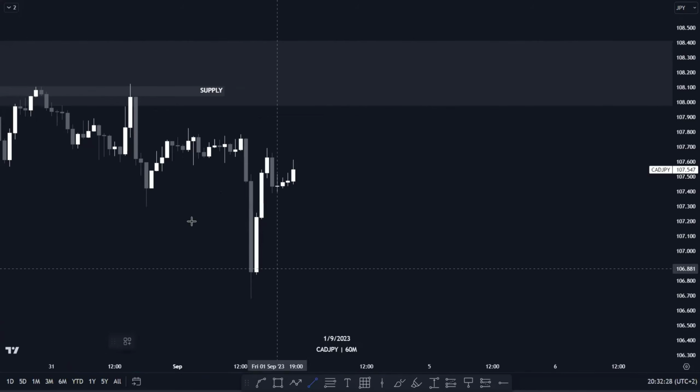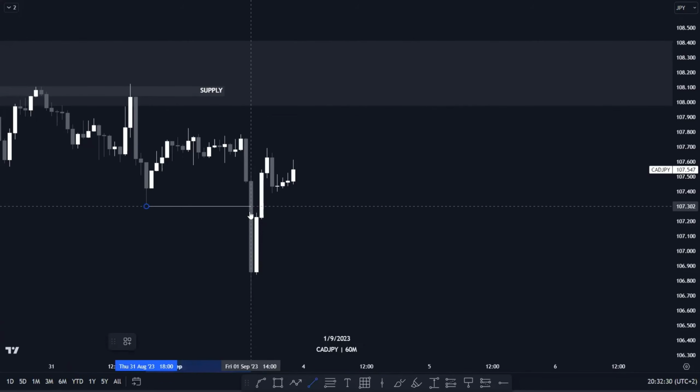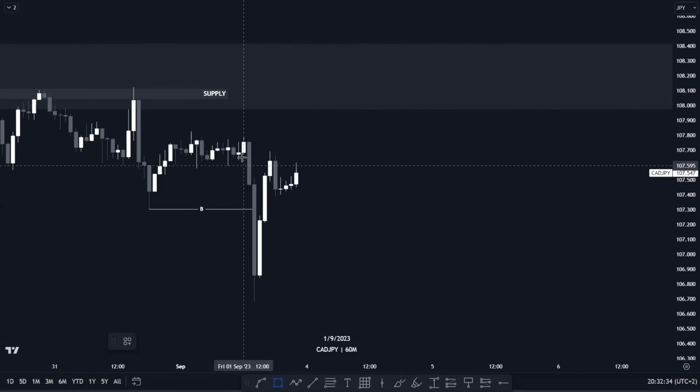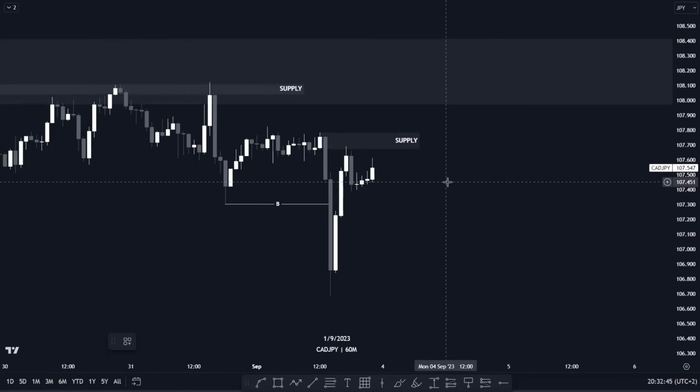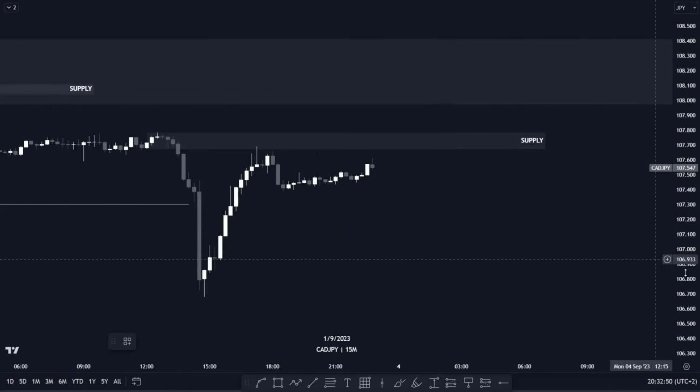And as you can see, price created this beautiful break of structure here, and there is this supply area that was left behind. And as you can see, price already tapped us into our supply area. Okay, let me just look for any confirmation entries that we can find.